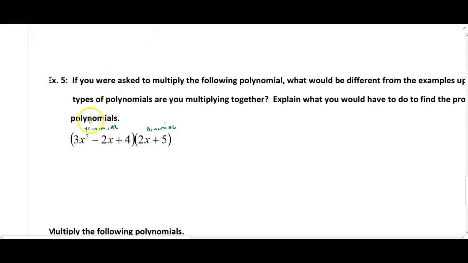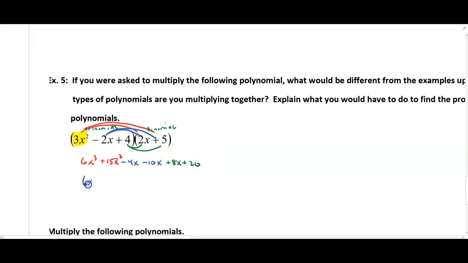The only thing I want to do now is take this term, distribute it to this binomial. So I'm going to do 3x squared times 2x is 6x to the third. 3x squared times 5 is plus 15x squared. And the next one, I'm going to distribute the negative 2x. So negative 2x times 2x is minus 4x squared. Negative 2x times 5 is minus 10x. Then finally, 4 times 2x is 8x. 4 times 5 is plus 20.